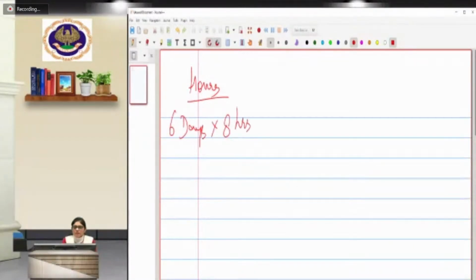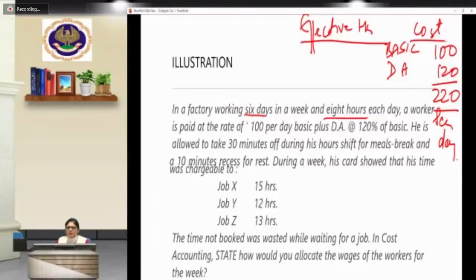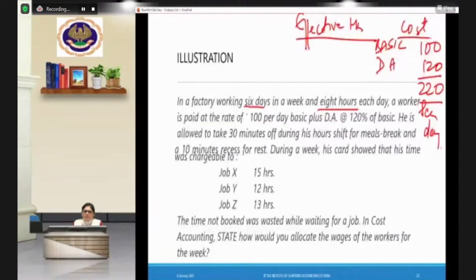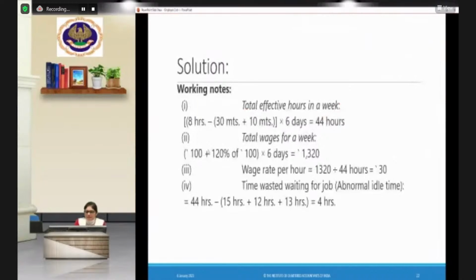Those who have not understood. 6 days into 8 hours basically makes 48 hours. And if we can see the question here, 6 days into 8 hours each day, so 48. A worker is paid at the rate of 100 per day. So 8 hours into 6 days, 48 hours we totaled, but 30 minutes and 10 minutes.